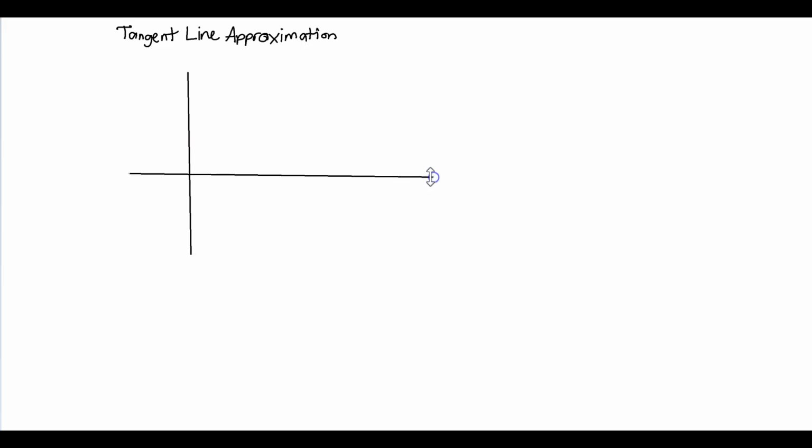Hello everyone, this is going to be a short lesson, and we're going to touch on something called the tangent line approximation. I realized I didn't do this lesson, and it is a pretty important one, so I'll quickly do it. The reason why it's not super long is because it's very intuitive.